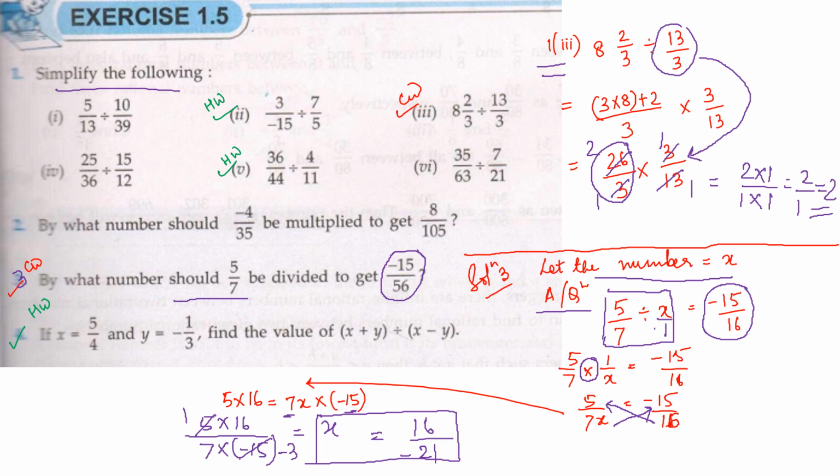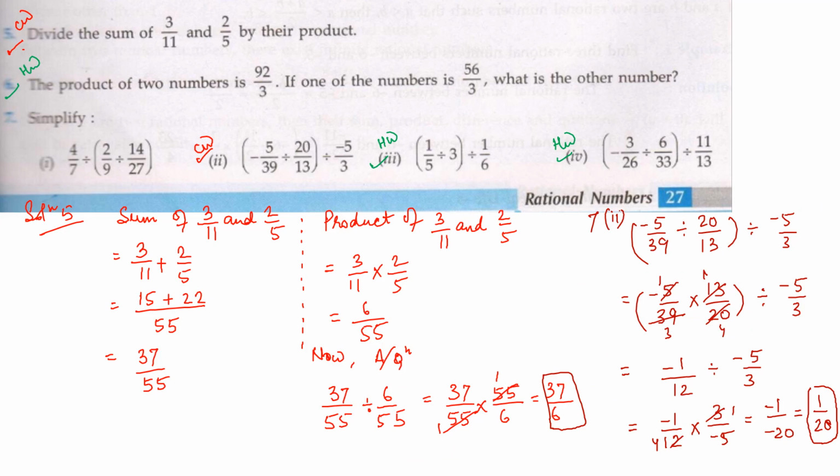Second part from question number 1, second sub part and fifth sub part, and question number 4. Question number 4, they have given the values x is 5 by 4 and y is minus 1 by 3. Then they are asking you to find the value of x plus y divided by x minus y. So first you will solve x plus y, then you will do x minus y. Whatever are the answers, you will divide both of them.